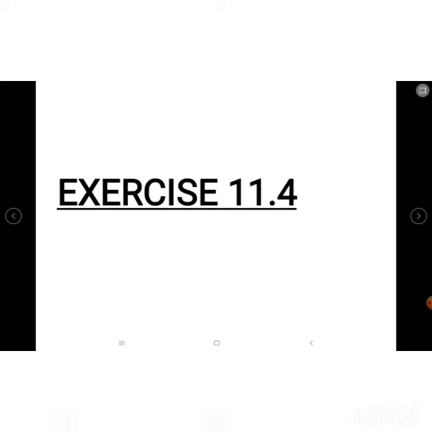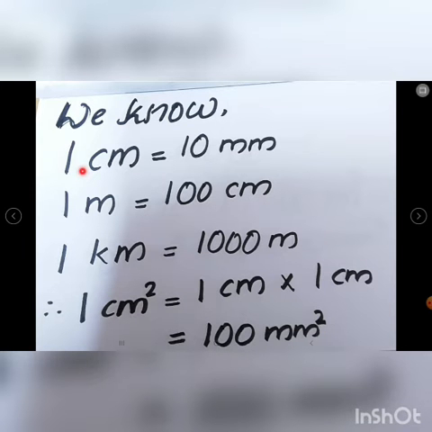Now before solving, let me go through the units. You know the units already, isn't it? So let me refresh the concept of units. 1 centimeter is equal to how many millimeters? 10 millimeters. Similarly, 1 meter is equal to 100 centimeters. Then 1 kilometer is equal to 1000 meters. These are the normal units.